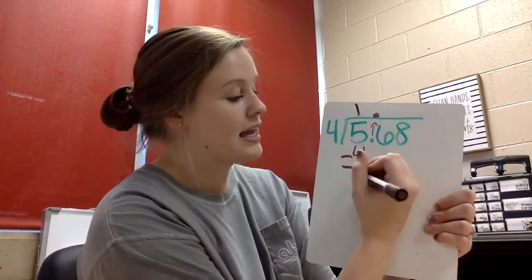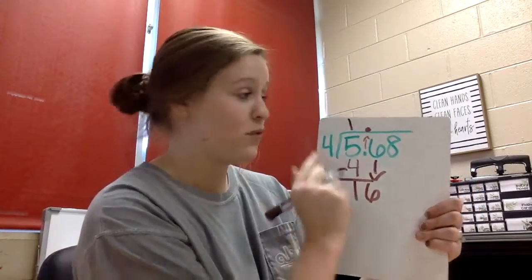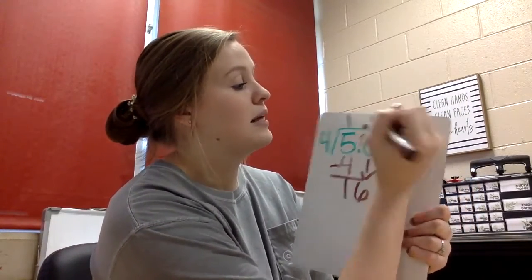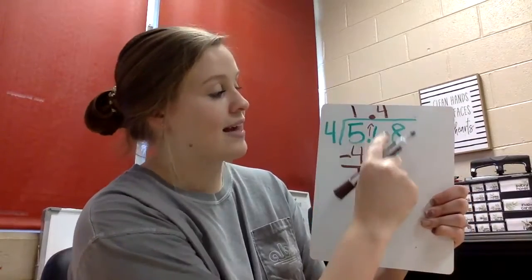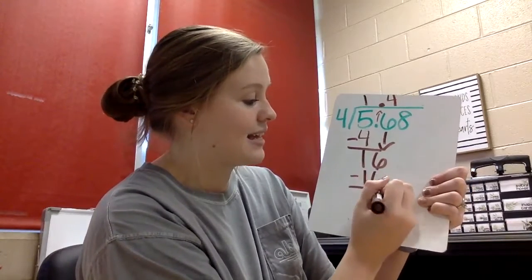1 times 4 is 4. So I'll subtract. 5 minus 4 is 1. Now my next step is to bring down this 6. And I say 16 divided by 4 is what? 4. So I move to my next place value, which is my tenths place, and put that 4 right on top. And I said 4 times 4 was 16. I subtract and get 0.